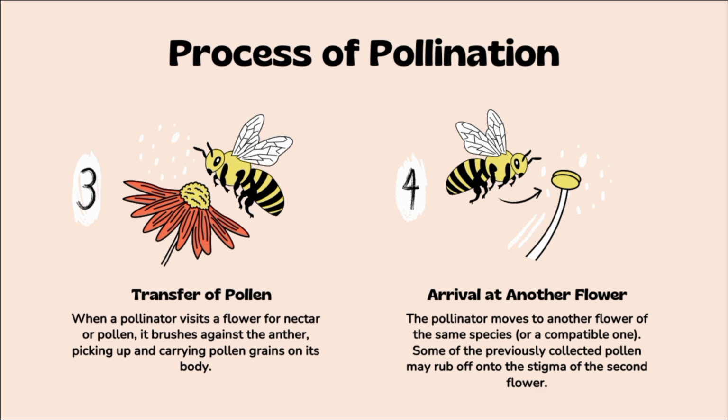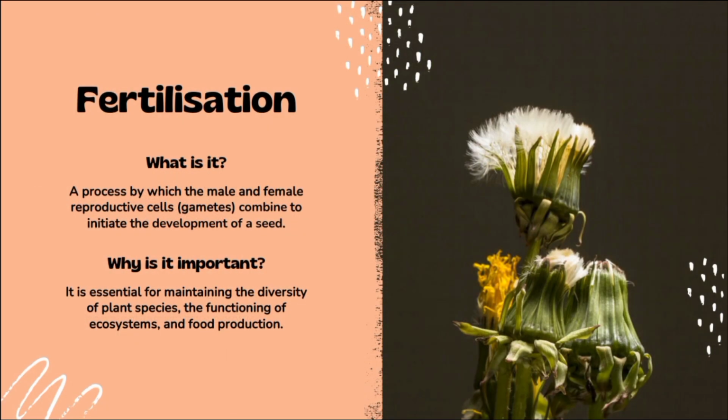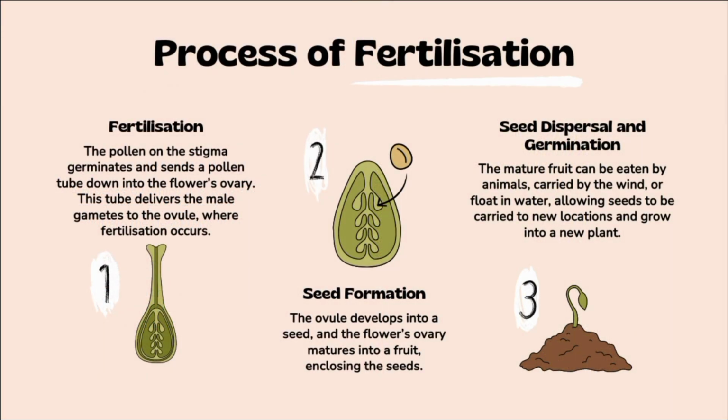It brushes against the anther, picking up and carrying the pollen grains on its body, as you can see. Now the fourth is the arrival at another flower. The pollinator will then move to another flower of the same species, and some of the previously collected pollen may be rubbed onto the stigma of the second flower, and this is how pollination is done. The second process is fertilization. In this process, male and female reproductive cells or gametes are combined to develop a seed, and it is important to maintain the diversity of plant species, for the proper functioning of the ecosystem and for food production.